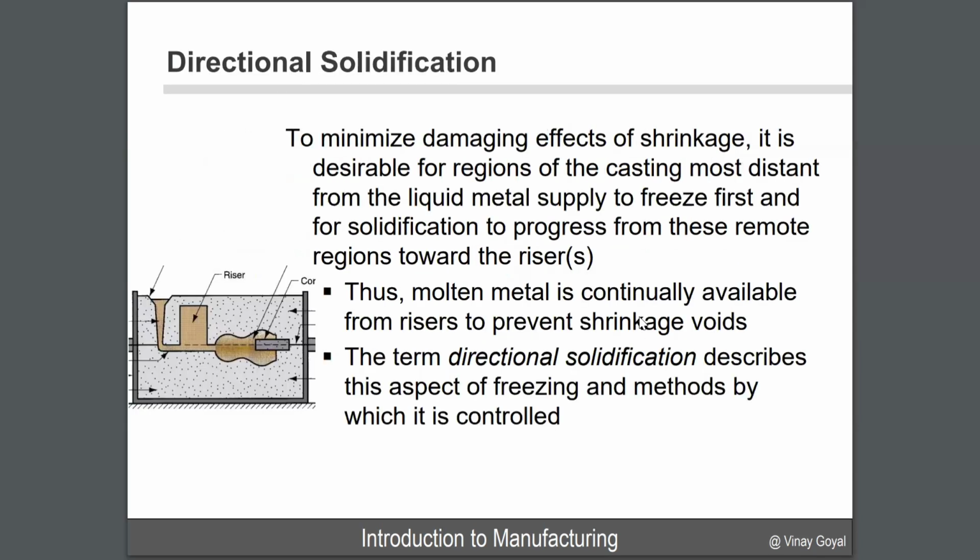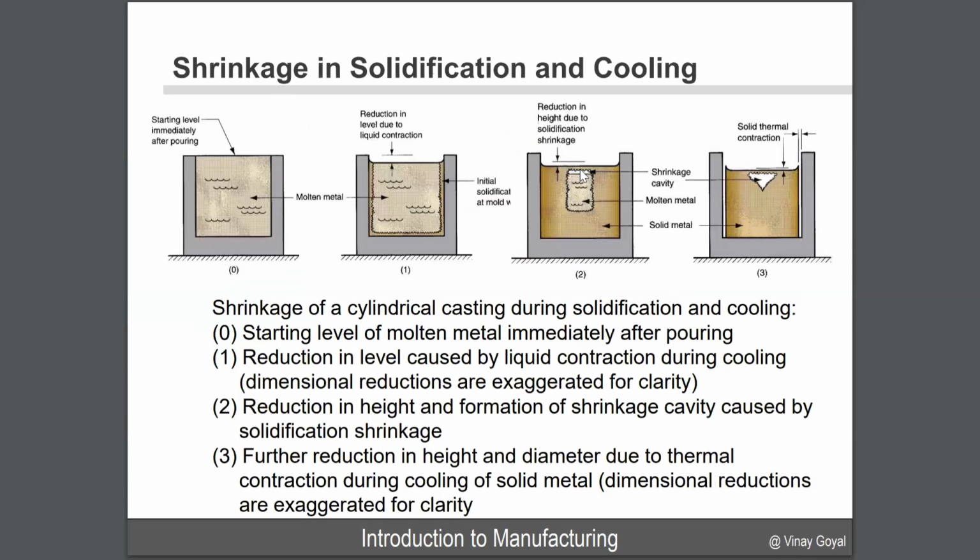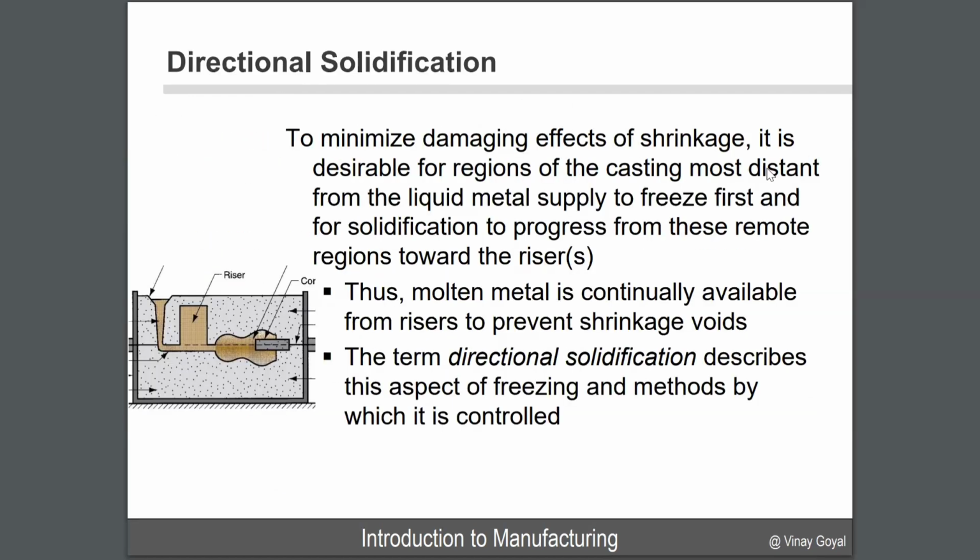Now, looking at directional solidification, basically to minimize the damaging effects of shrinkage, it is desirable for the regions of the casting most distant from the liquid metal supply, so in this case we're looking at here, to freeze first, and for solidification to progress from these remote regions towards the riser. So in other words, I want to have molten metal continually available from these risers to prevent shrinkage voids. I want to prevent this. I want to prevent these voids and these voids. How do I make sure of that? I need to make sure that the molten metal in these risers is continuously available and they're injecting more and more to fill out any of those voids.